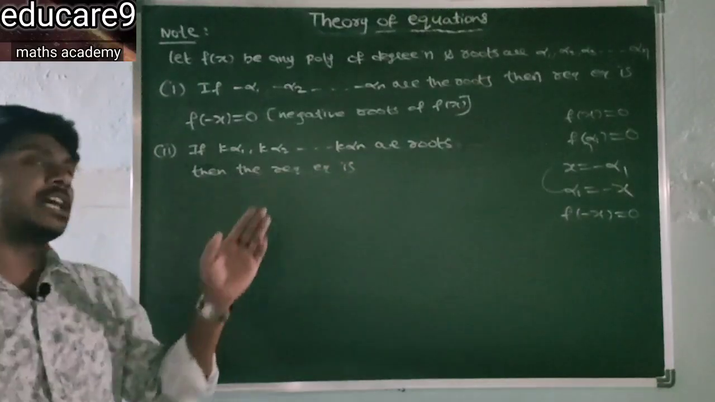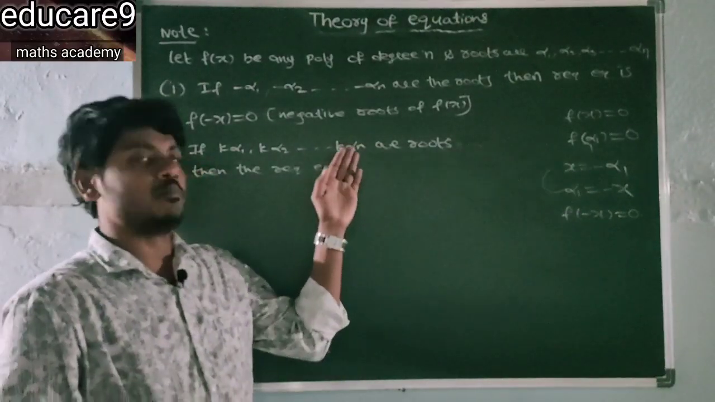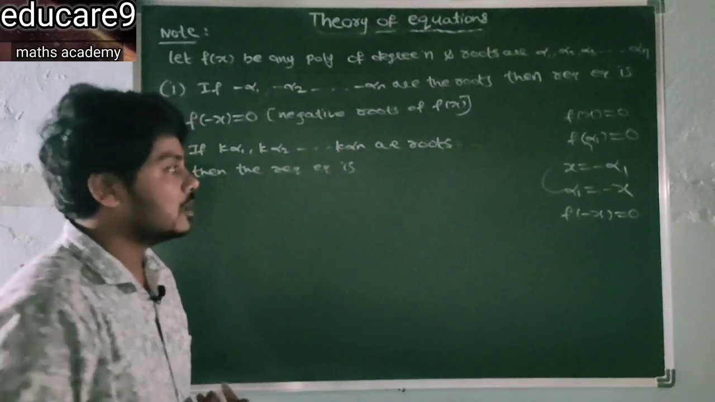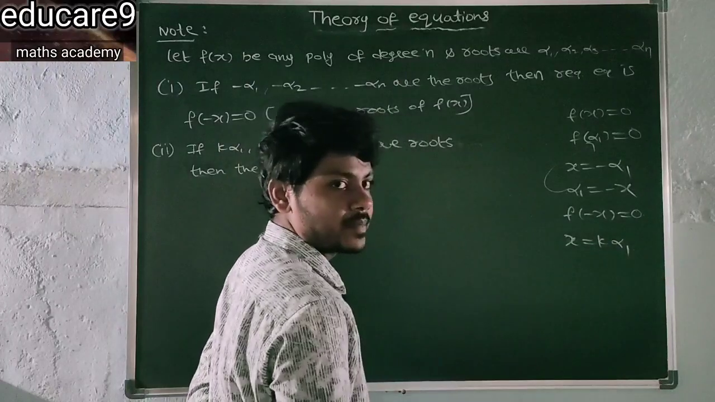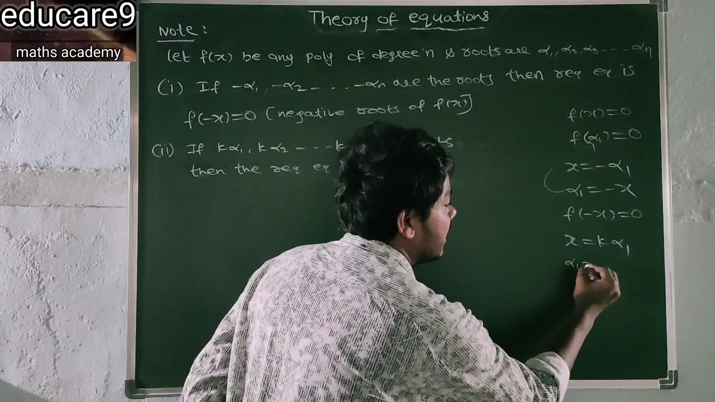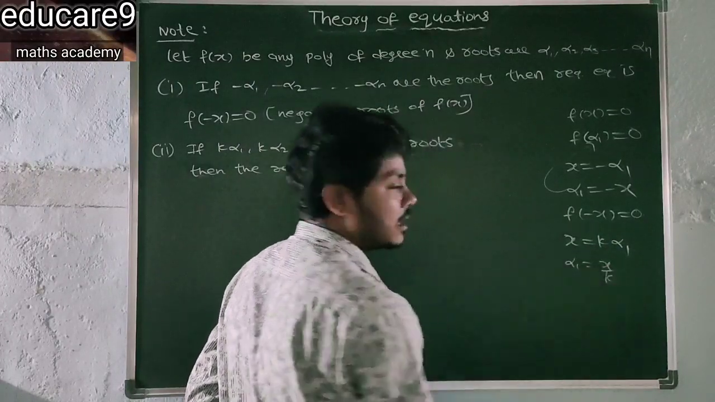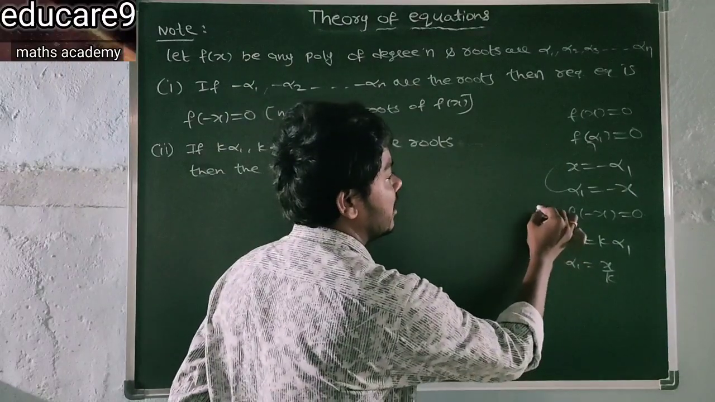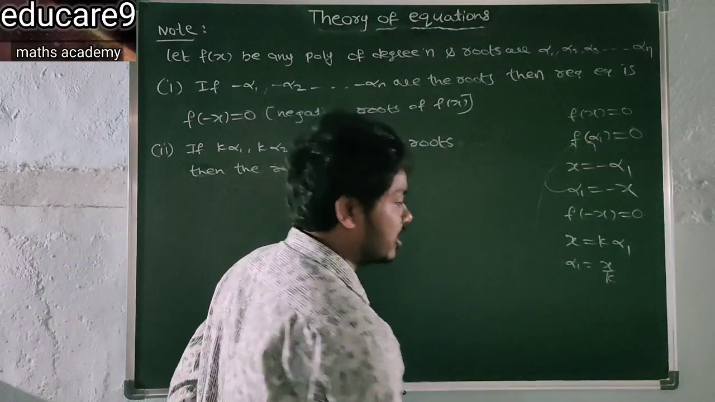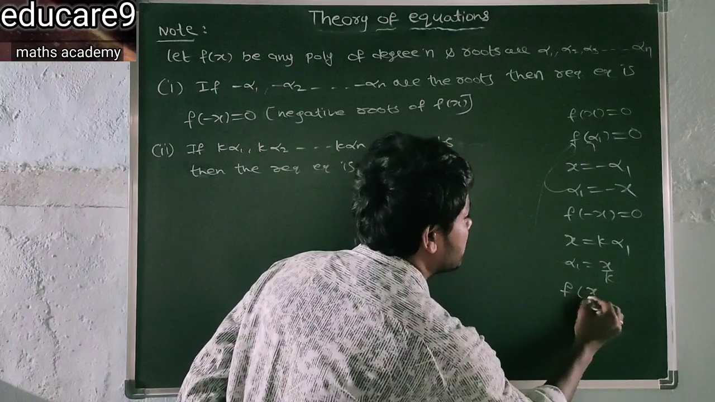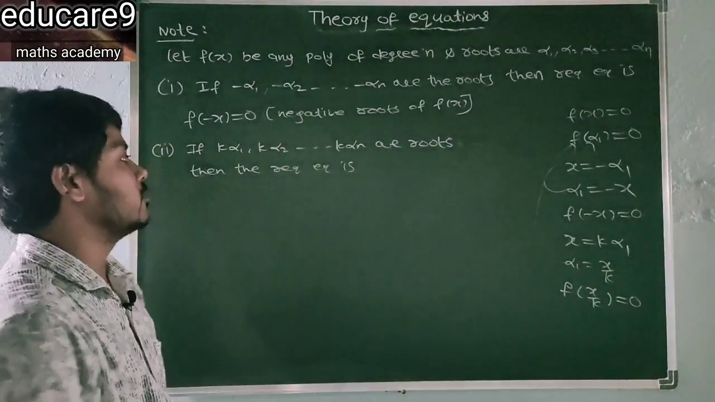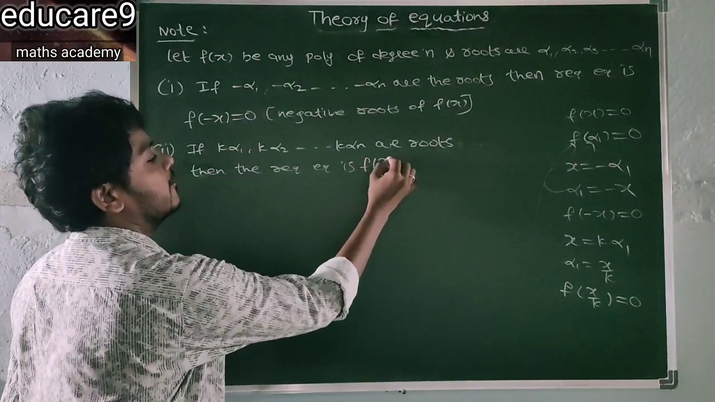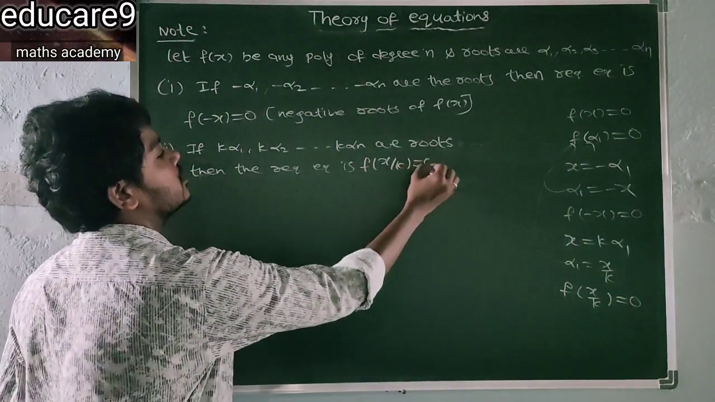So here roots are multiplied with the number k. See here, x is equal to kα1. So what is α1? x by k. So substitute this α1 here. So what you get? f(x/k) is equal to 0. So this is the required equation. That is what? f(x/k) is equal to 0.